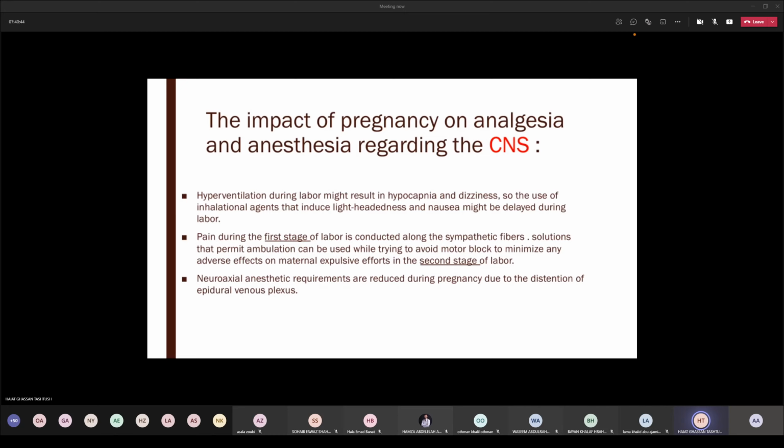الليبر في عندها طبعا 4 stages هنحكي عنهم بآخر جزئيتي، بس إنه الفيرست stage بدنا نعرف إنها هي من ال time of diagnosis of labor to full cervix dilatation, but the second stage is the time from the dilatation of the cervix to the time of delivery of the fetus. Okay. Now about the neuroaxial anesthetic requirement are reduced during pregnancy due to the distension of epidural venous plexus هنحكي عنها هلا.